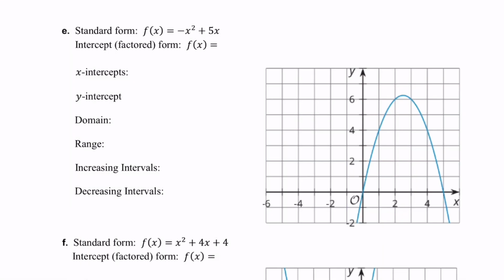Okay, on E, we're going to look at this. If it's a negative in the beginning, we always want to pull a negative out. So I'm going to start with a negative when I factor out, and they all have an x. So if I pull out a negative x, it's going to change all the signs on the inside, so we're going to have x minus 5.